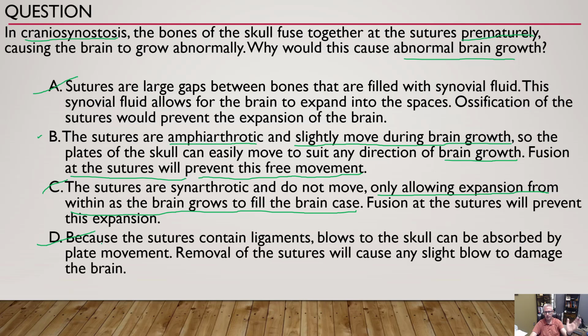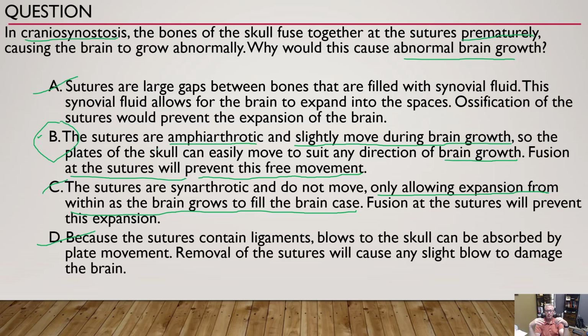So this has nothing to do with the question. So we're going to go with answer B. Remember, normally a child's skull bones will fuse together, forming the sutures around 2 years of age. Remember, the sutures used to be amphiarthrotic, meaning slightly movable, but around 2 years of age, the sutures become a synarthrotic joint, meaning that it's immovable.